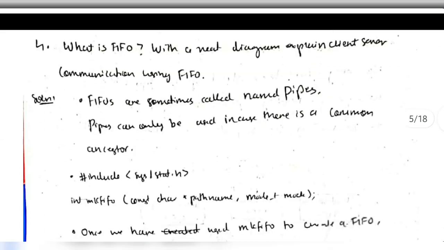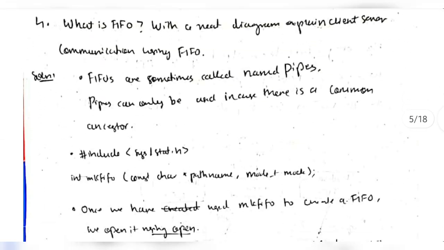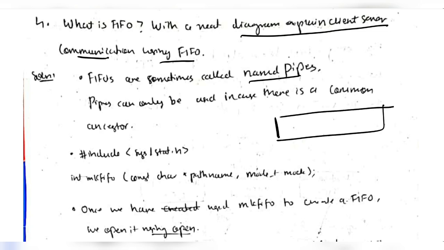Next one is FIFO: draw a neat diagram and explain the client server communication using FIFO. So, client server communication. See here, FIFO is just a modified version of pipes. FIFO means first in first out, so there will be a queue here. The first process which was inserted will be the first to be executed.